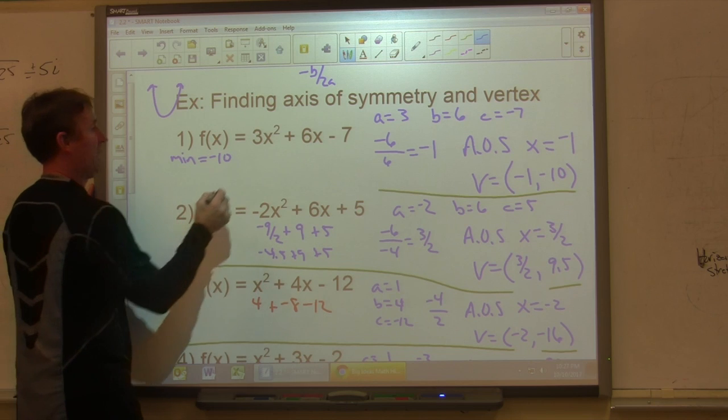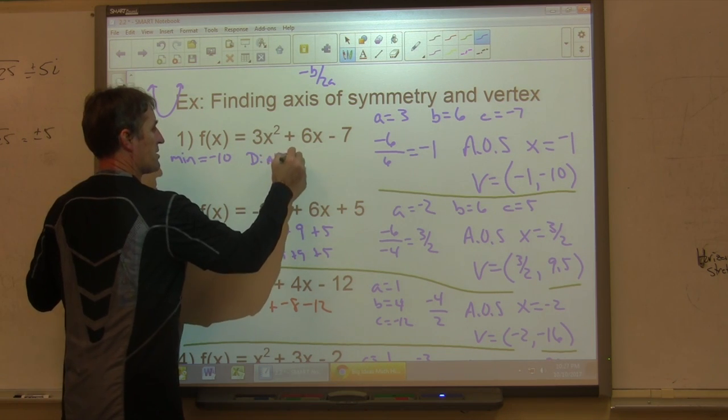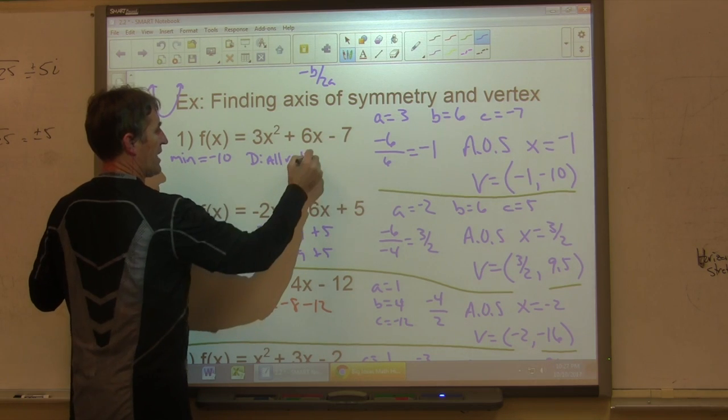Then we have to do the domain. Remember, the domain is always going to be all real numbers, because I can put anything in for x.